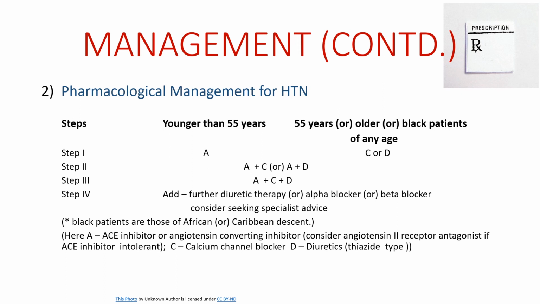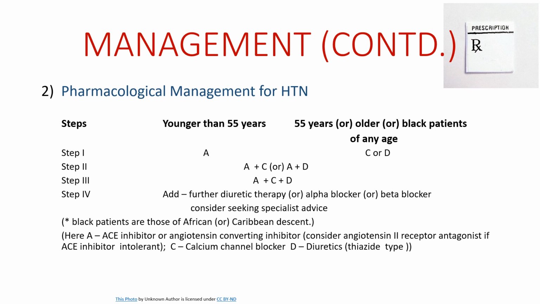In the step 2, if the initial therapy was with an ACE inhibitor or an angiotensin 2 receptor antagonist, then add a calcium channel blocker or a thiazide type diuretic. If the initial therapy was with calcium channel blocker or a thiazide type diuretic and a second drug is required, then add an ACE inhibitor. In the step 3, if the treatment with the three drugs is required, the combination of ACE inhibitor, calcium channel blocker, and thiazide type diuretic should be used.